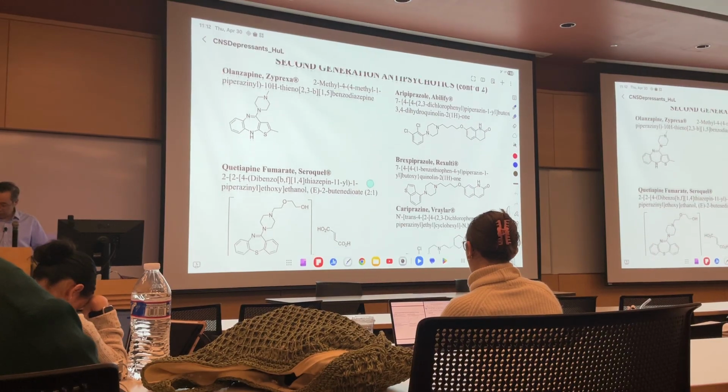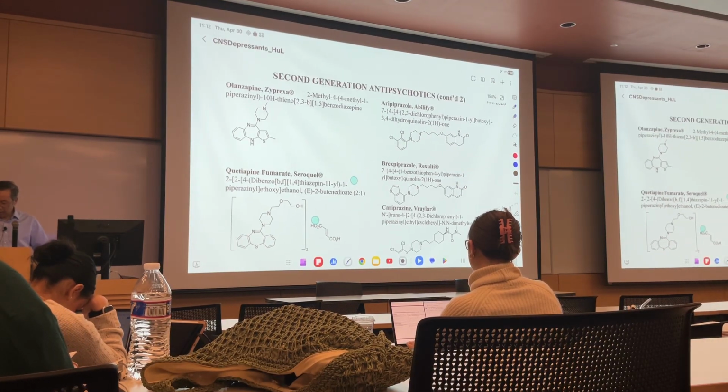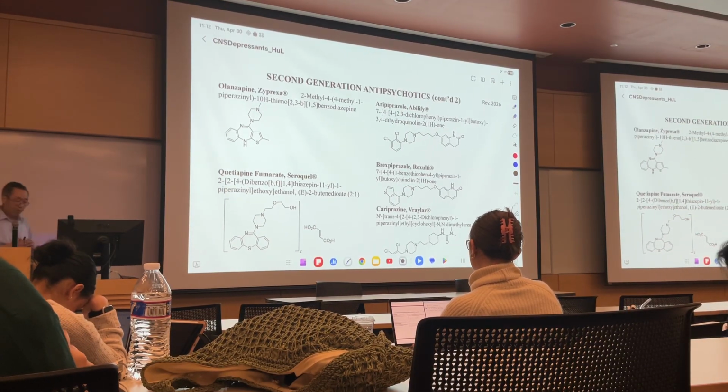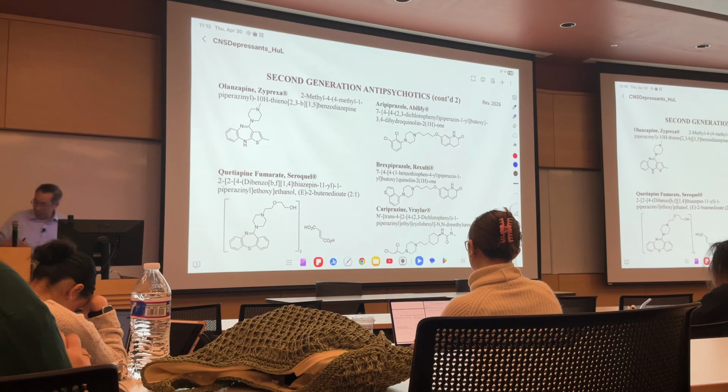So the next 2 structures are also similar to the one that we looked at, the clozapine, right? Clozapine was the first second generation or atypical antipsychotic, right? But that drug is associated with a serious side effect, which is agranulocytosis. Right? That's a serious side effect that can be fatal if it's not treated promptly.